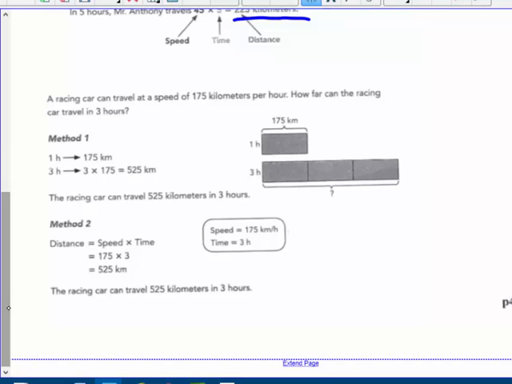A racing car can travel at a speed of 175 kilometers per hour. How far could the racing car travel in 3 hours? Well, we could bar model it. 1 hour is 175 kilometers. So 3 of those bars would equal 525 kilometers. Or just do the mathematics of distance equals speed times time, ST. So 175 times 3 would give us the car can travel 525 kilometers in 3 hours.